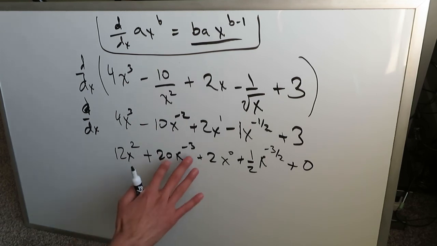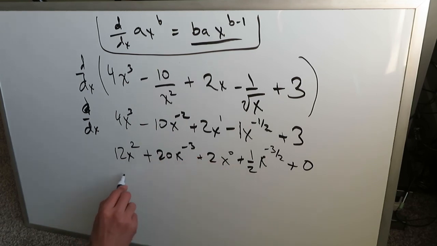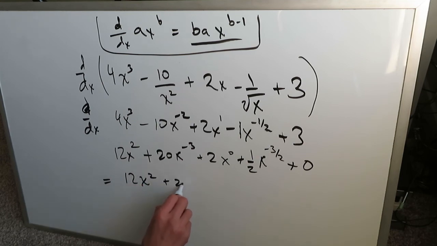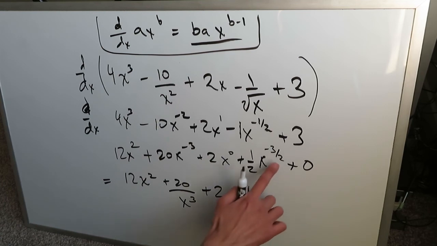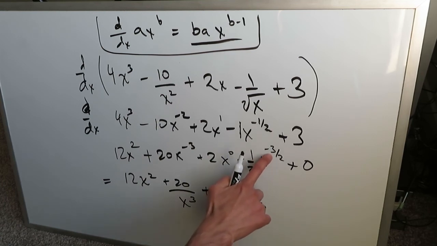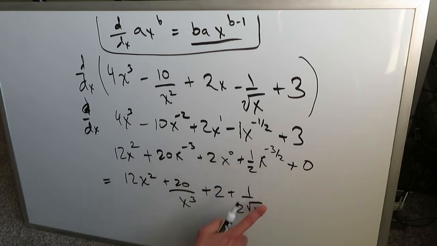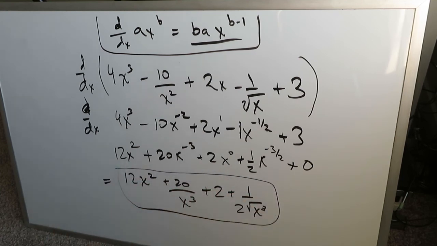The very last step involves rewriting this in a more acceptable format. You'll have 12x squared plus 20 over x cubed plus 2 plus 1 over 2 root x cubed. This is your index of your radical. This right here is your exponent aspect of your variable which sits within that radical, and then a plus 0. So here is your final answer. Right here is your final answer.